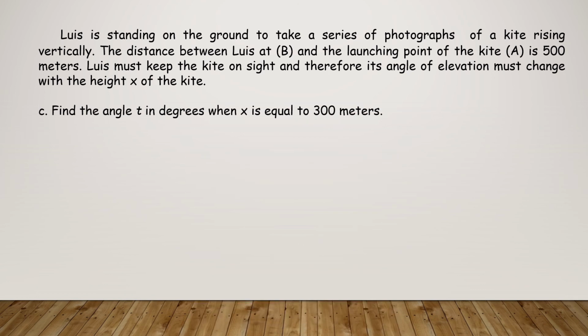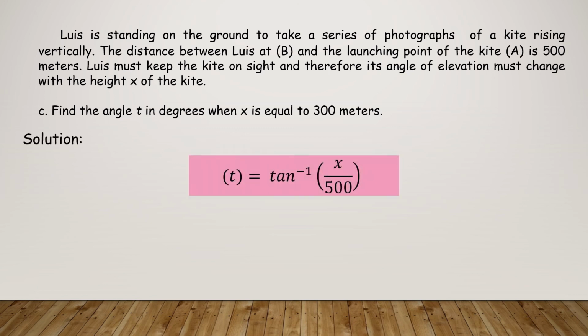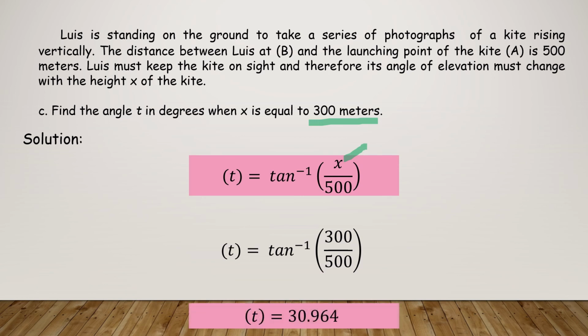Letter C, find the angle t in degrees when x is equal to 300 meters. So same procedure. Substitute lang natin ang 300 meters natin sa ating height, which is x. So we have angle is equal to arctan 300 over 500. And our angle will be 30.964 degrees.